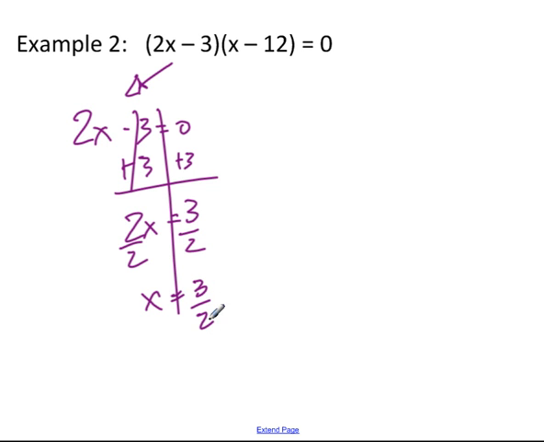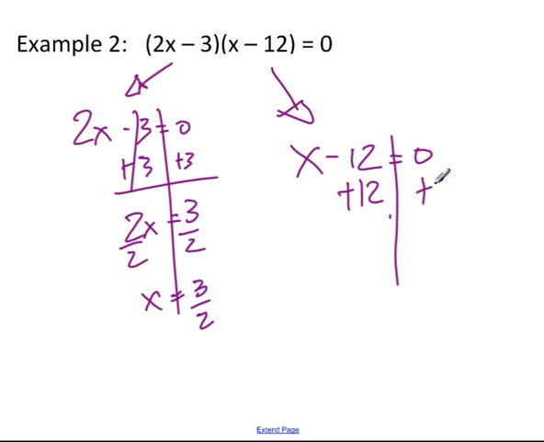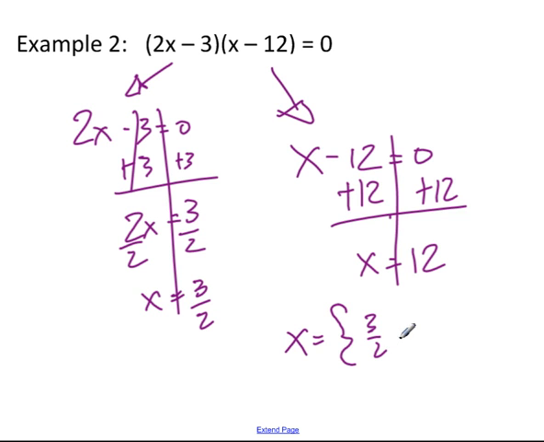Yes, fractions might happen from time to time. They are numbers too. Please don't hate on the fractions just because they look a little bit different. Add 12 over here, solving my second one up, and x equals 12. Some of us that are a little bit quicker might start to see the pattern here. So x equals either 3/2 or 12. I swear I can draw those brackets better. It's just not working for me today.